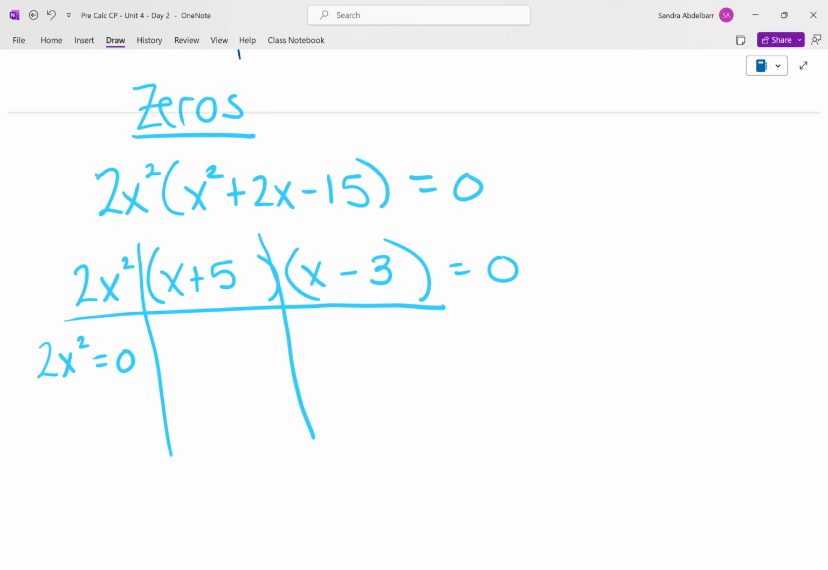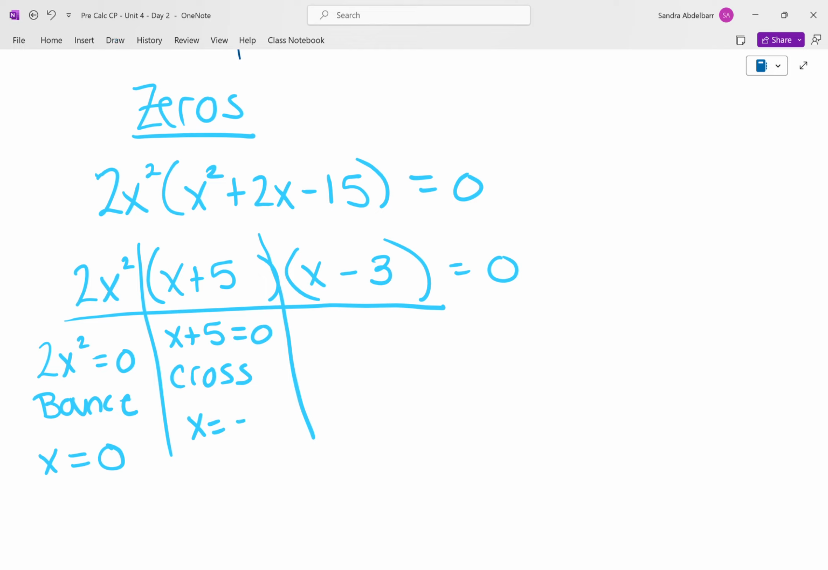Okay, so for the first one, we're going to have 2x squared equals 0. So we also look at the degree, right? What's the degree of this, even or odd? Even, so this is going to be a bounce, exactly. A bounce at what? x equals 0. Then we have x plus 5 equals 0. Is this a bounce or a cross? Cross. A cross where? At x equals negative 5.